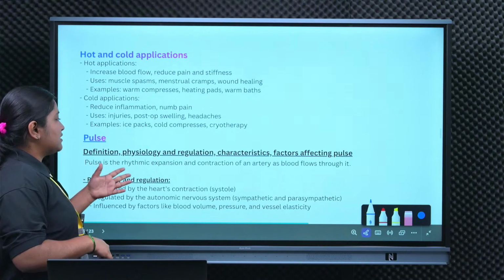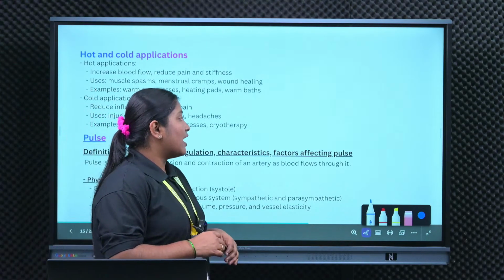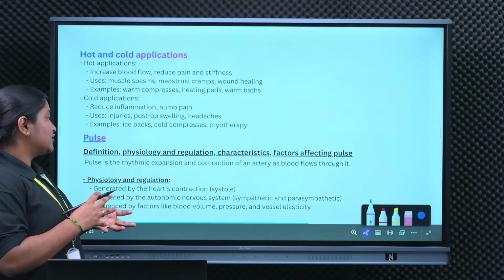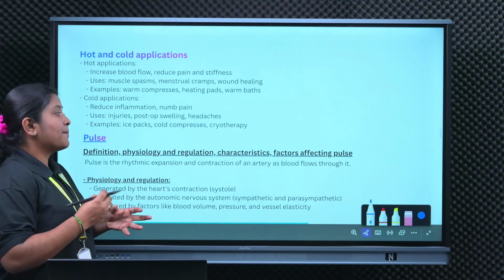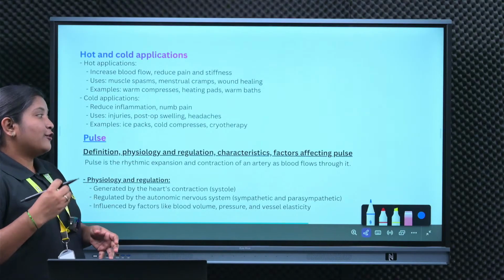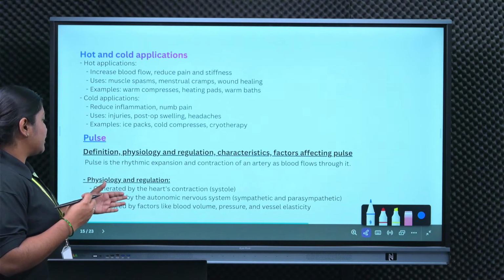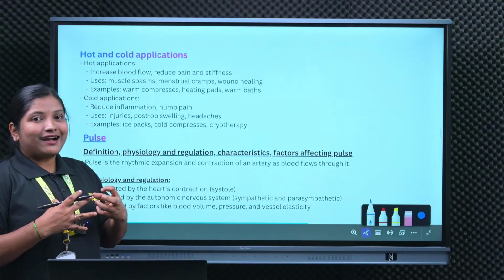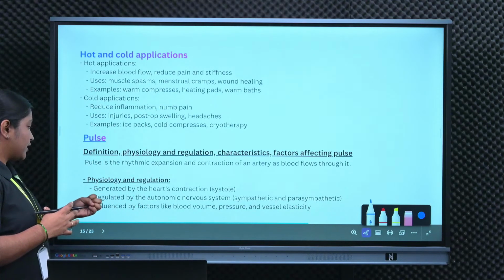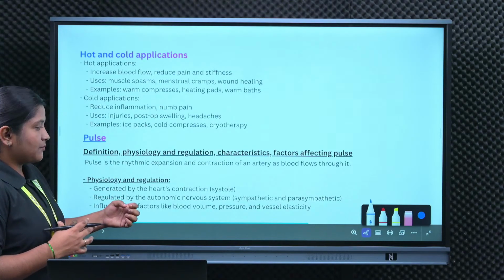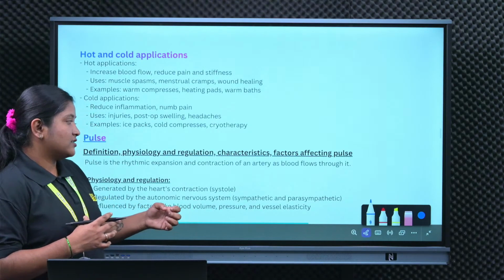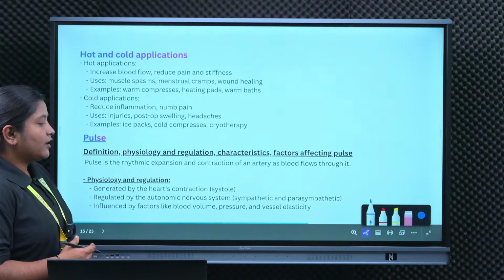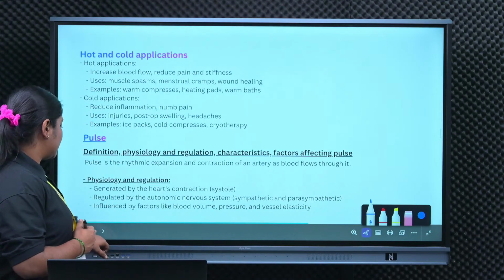Definition: the pulse is the rhythmic expansion and contraction of an artery as blood flows through it. Physiology and regulation: it is generated by the heart's contraction, regulated by the autonomic nervous system, ANS, the sympathetic and parasympathetic nervous system, and influenced by factors like blood volume, pressure, and vessel elasticity.